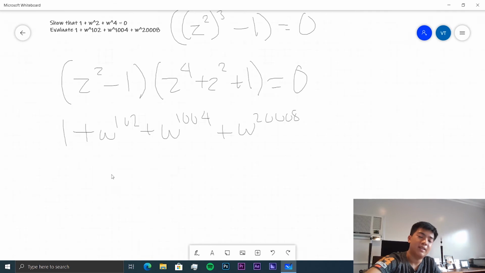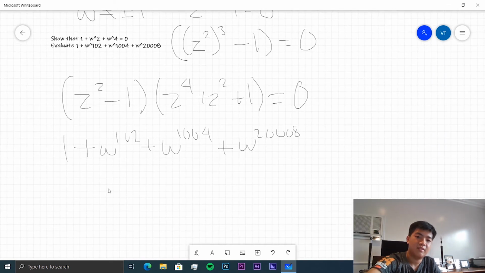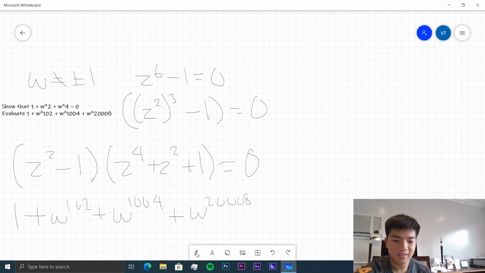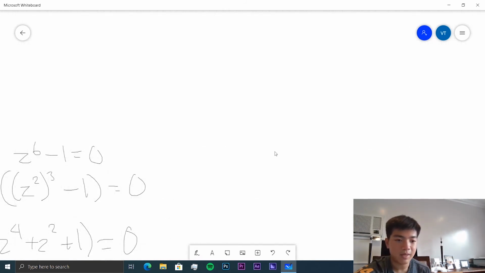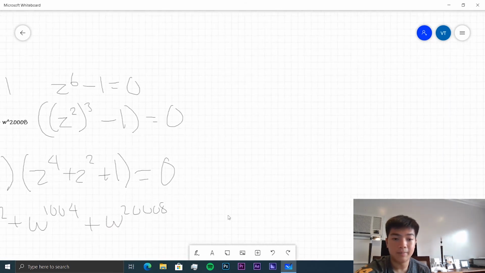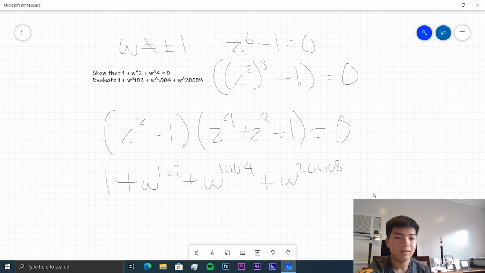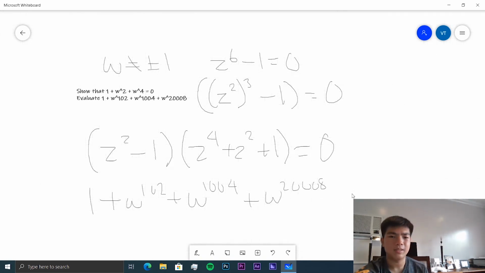What pattern do we have here? I guess we could just solve for omega. Would that be the easiest solution? It might be, actually. So let's try that. Let's just solve for omega. So we have omega is the solution of z to the 4 plus z squared plus 1 equals 0.